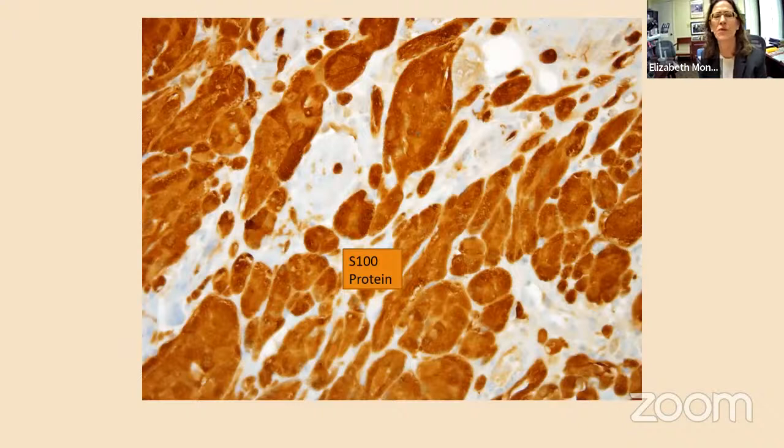And of course, if you want to stain, you can do S100 protein or SOX10 to confirm your interpretation. These also stain with inhibin, but I don't think there's much of a reason to do it.